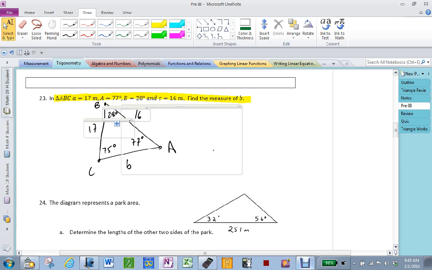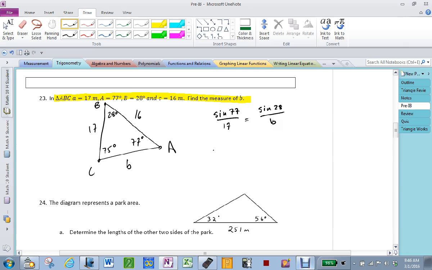You can do this question, can't you? Because you know that the sine of 77 divided by 17 has to equal the sine of 28 divided by little b, doesn't it? Because of the gift that I have given you. How will you solve that? Cross multiply, of course.